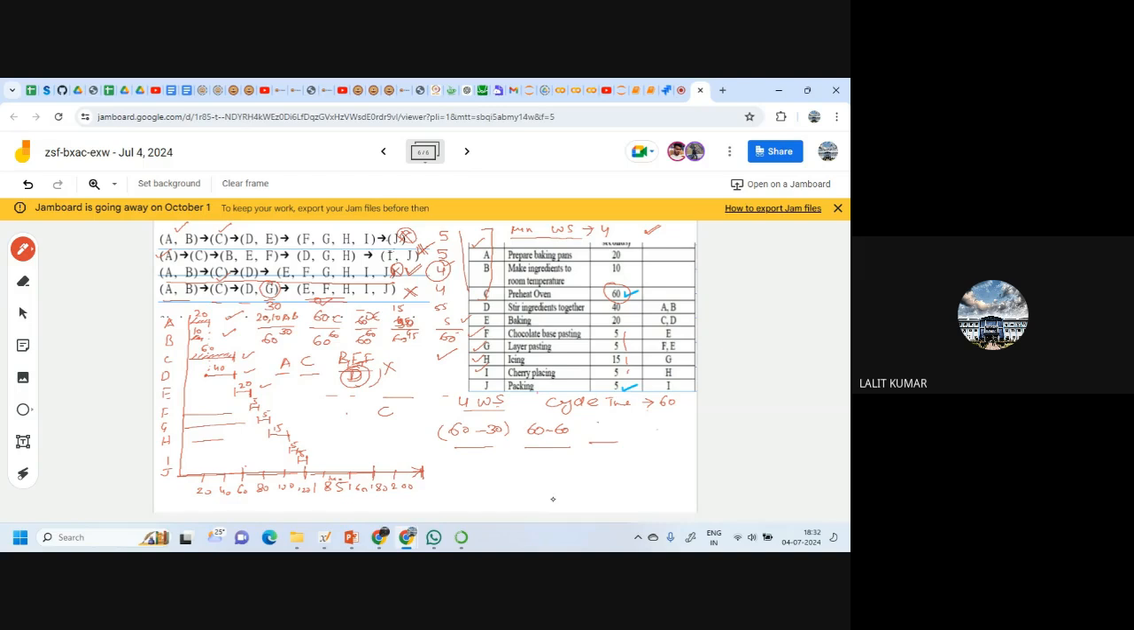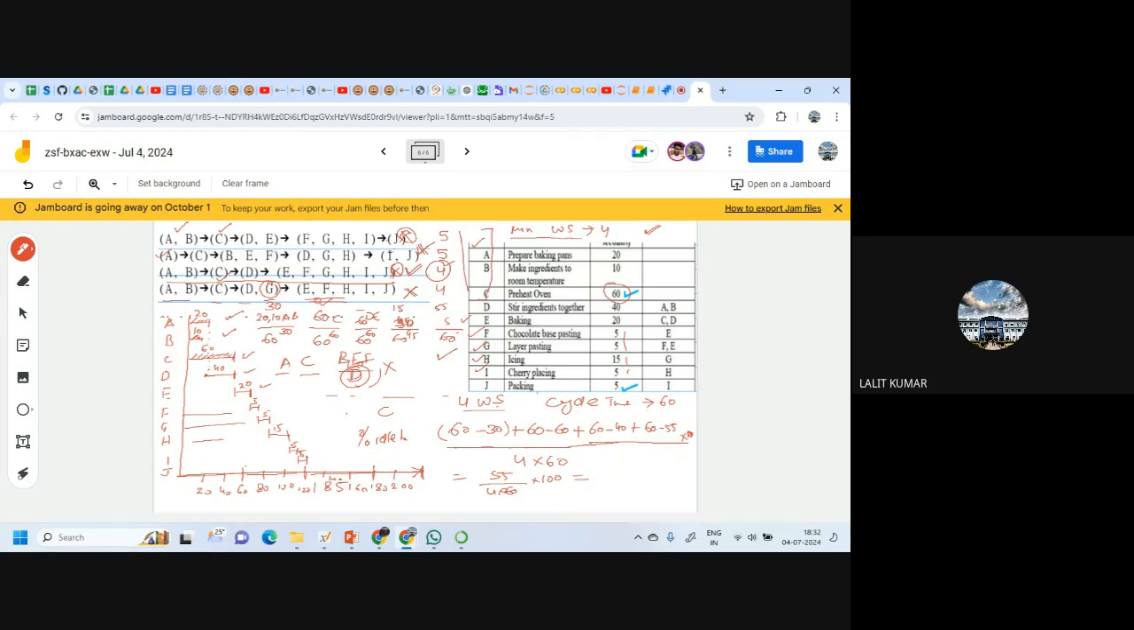At D, I am wasting 60 minus 40. At E, F, G, H, I, J, which came to 55, I am wasting 60 minus 55. So this is my wastage, divided by number of workstations into cycle time, into 100, is the percentage idle time. So this will become 30 plus 20 plus 5, 55, over 4 into 60, into 100.